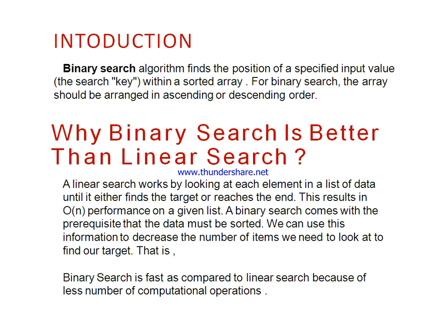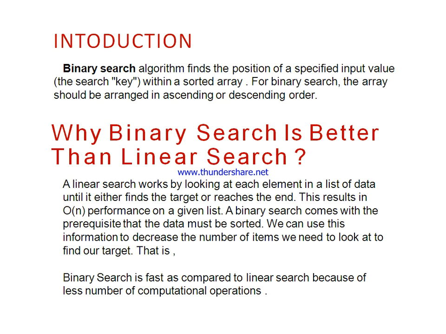That is the first condition. When we want to find an element in a list using binary search, the list should be in sorted order initially. But why is binary search better than linear search? Linear search works by looking at each element in the list until it either finds the target or reaches the end.